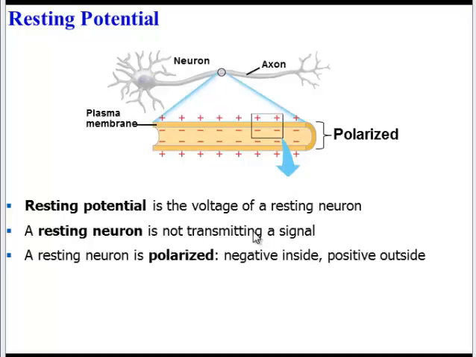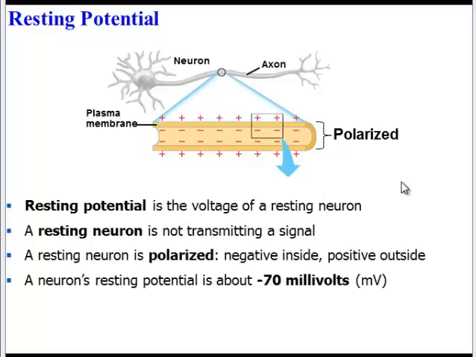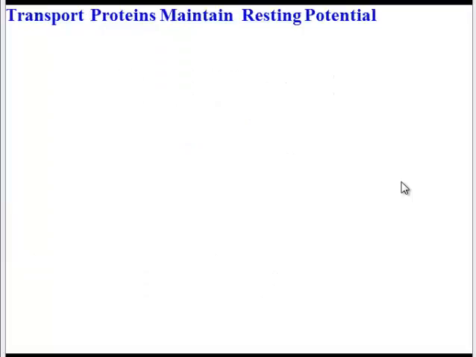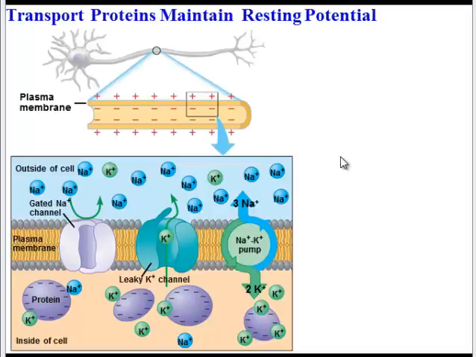And we can describe the resting neuron as being polarized, negative inside and positive outside. Now note in this diagram, we're zooming in on just one part of the axon of a neuron. So here we can see the membrane inside negative compared to outside positive. And in general, the neuron's resting potential is about negative 70 millivolts. So what determines the resting potential? Well, transport proteins, and we've seen this in the past.